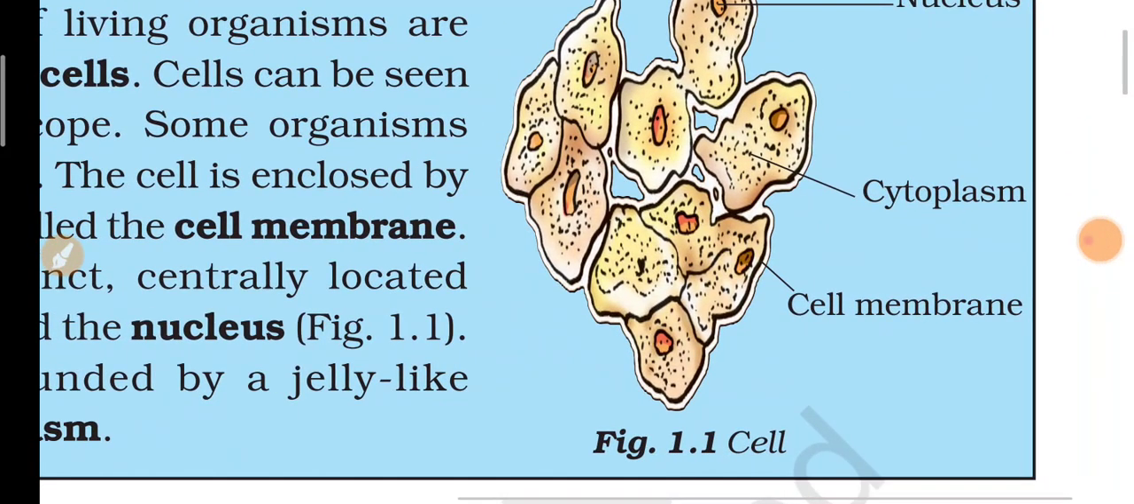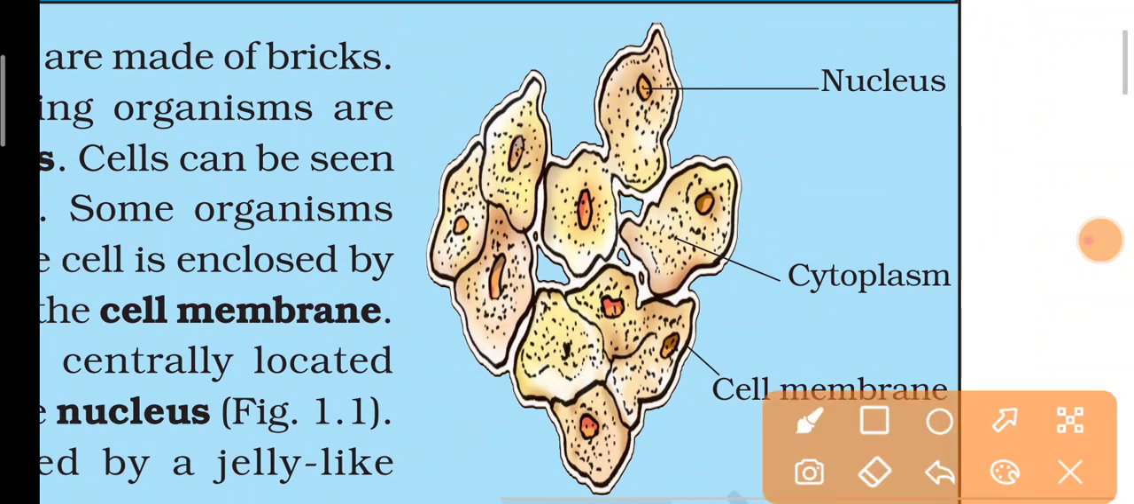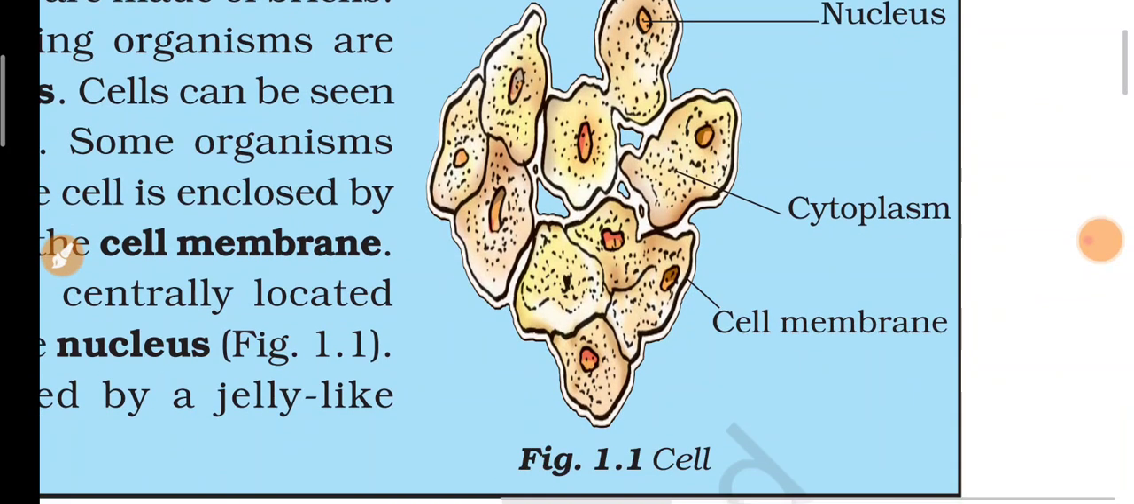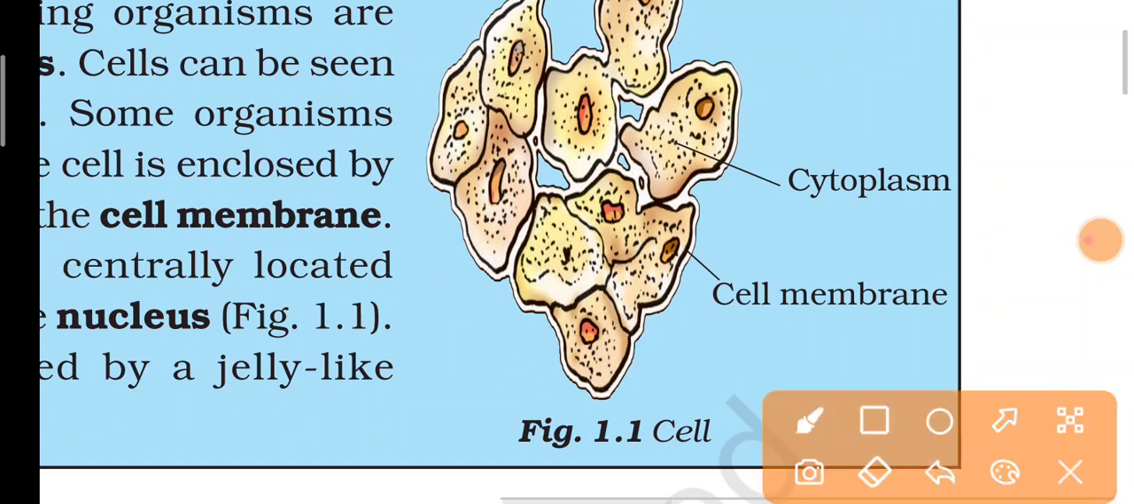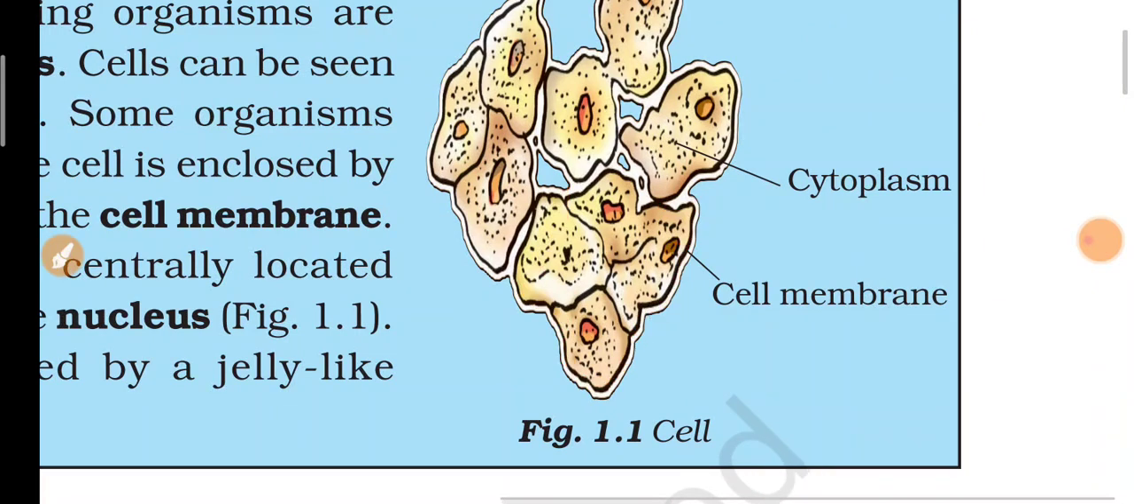So this is a picture of a cell, and you can see here, this is known as the nucleus, and the jelly-like structure which surrounds the nucleus is known as cytoplasm, and the thin outer boundary which protects the cell is known as the cell membrane. Okay.